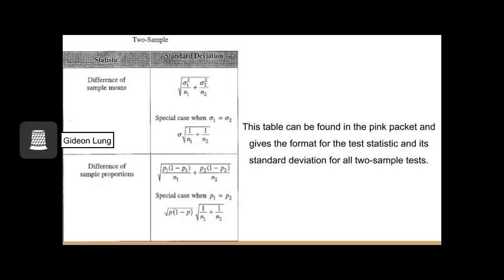This is a portion of a table that can be found in the pink packet and gives the format for the test statistic and its standard deviation for all two-sample tests. If you can remember the patterns of the two-sample tests and also the format of them, you can pretty much use this information to fill in the gaps for all of the test statistics of the two-sample tests. Make sure to look for it in your pink packet.